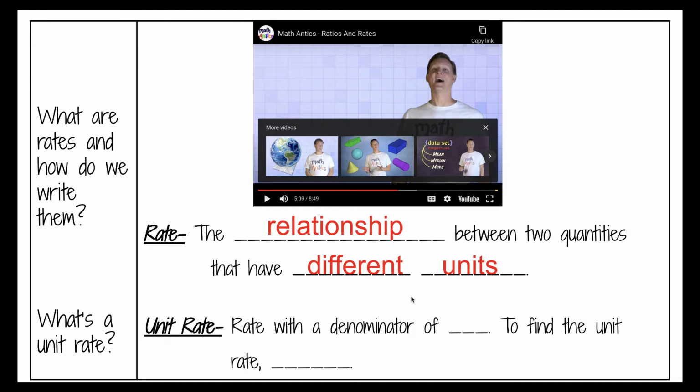A unit rate is a special type of rate with a denominator of 1. Unit rates are really nice to compare with, like in the Mini Cooper example Mr. Math Antics gave. To find the unit rate, you divide. Make sure this part is filled in your 6.2 notes. Let's get ready to go to the next part and practice working with rates.